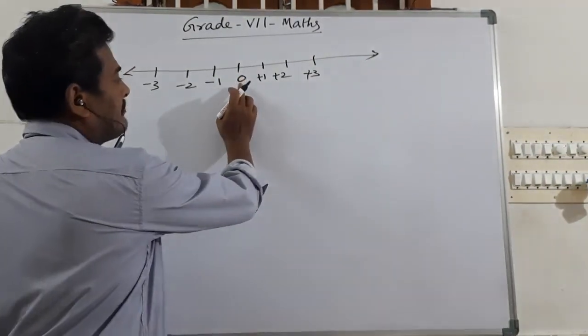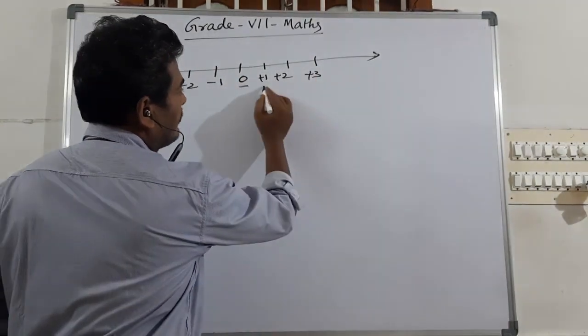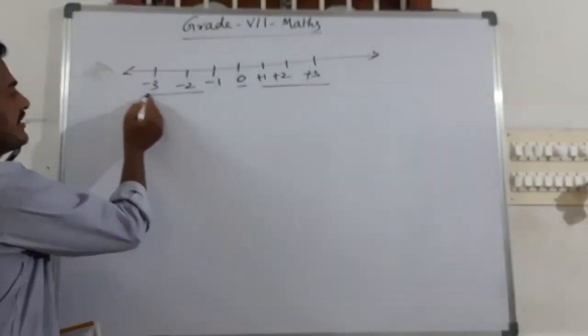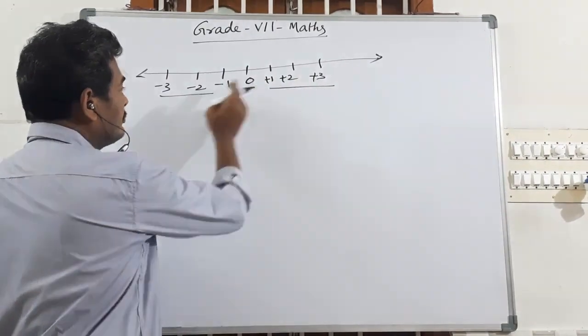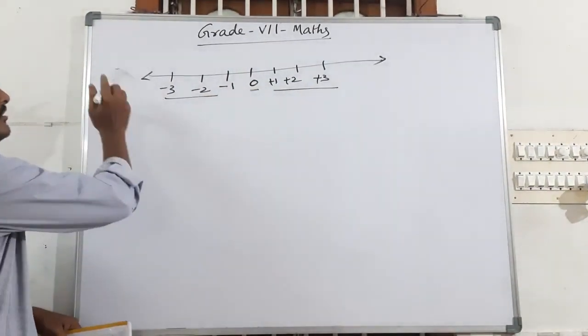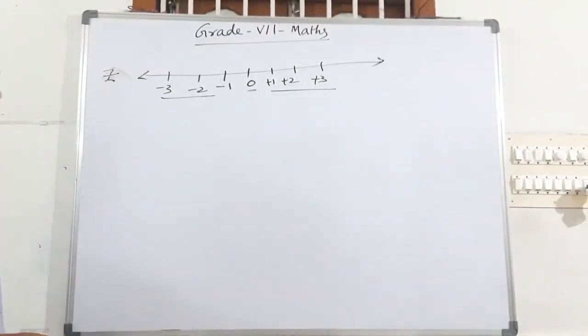So if you take one number line on integers, 0, on the right side positive numbers and on the left side negative numbers. These, 0, positive and negative numbers, are called integers. Integers are indicated by the letter Z. We discussed this in the previous class.